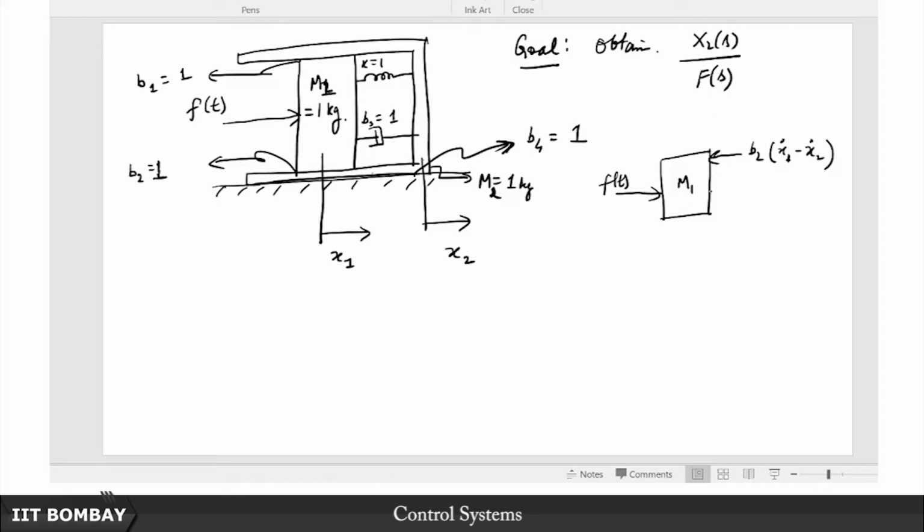By the same token, you now look at this spring here. Of course, this block m1 moves by a displacement of x1, but the block m2 also moves by a displacement of x2. So the relative displacement is what counts for the spring. So the spring is going to oppose this force with something that's proportional to x1 minus x2.